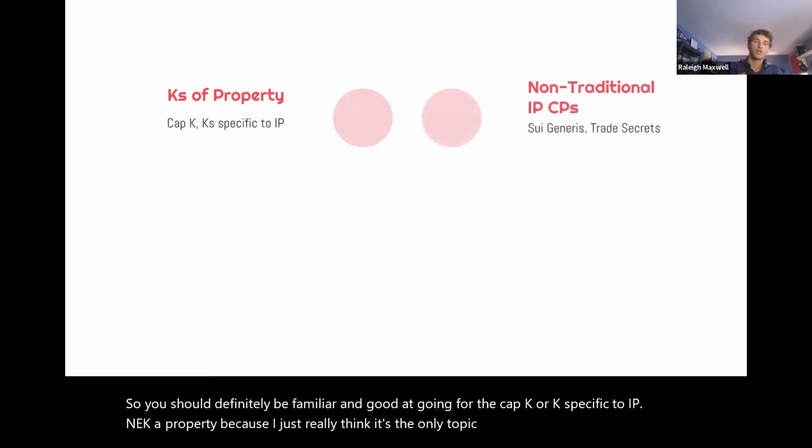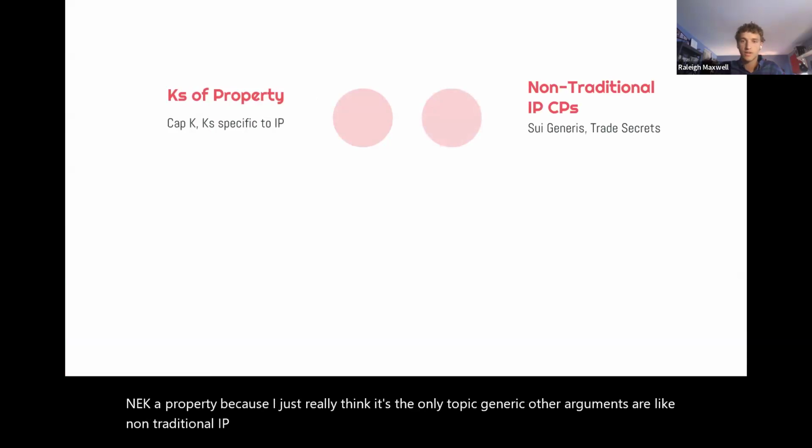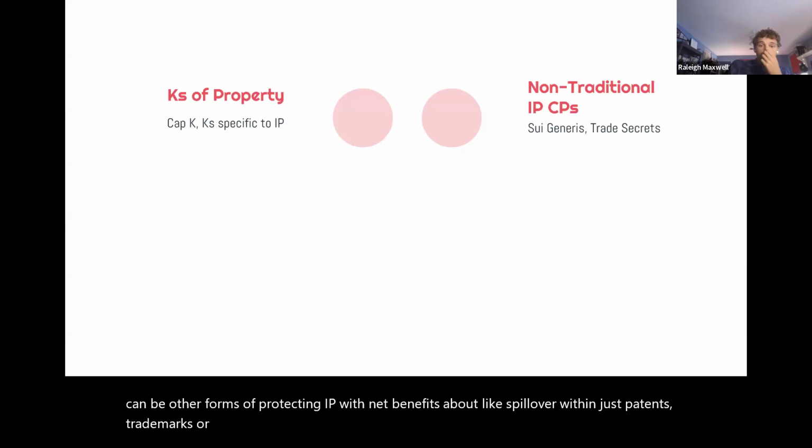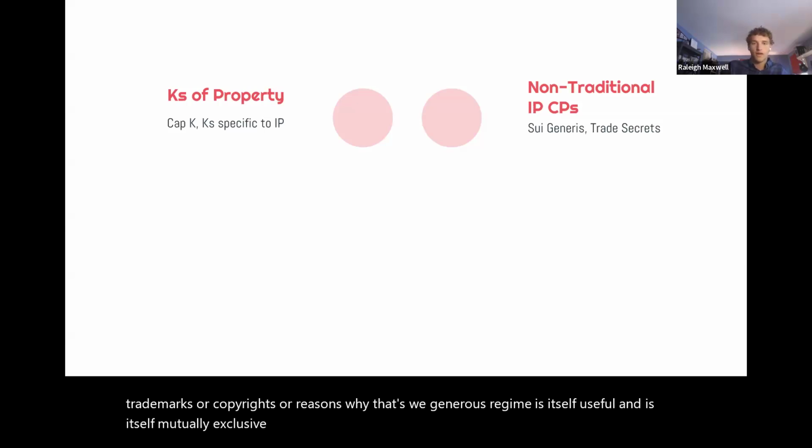Other arguments are non-traditional IP counterplans. So we talked about sui generis and trade secrets. Those can be other forms of protecting IP with net benefits about spillover within just patents, trademarks, or copyrights, or reasons why that sui generis regime is itself useful and is itself mutually exclusive with traditional forms of IP protection.